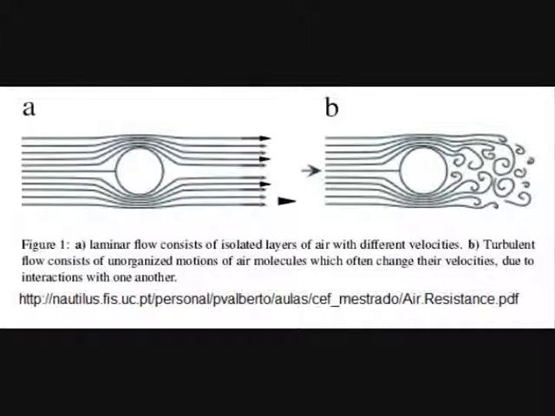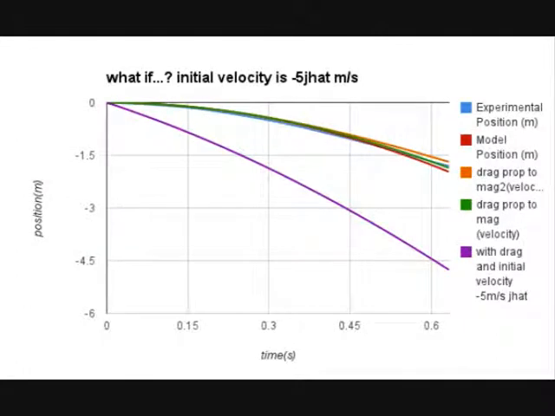In this figure, laminar flow looks like this, and turbulent flow consists of unorganized motion. Now, what if we put initial velocity equal to 5 meters per second? Well, the result is the next chart: position versus time, and the movement is still a parabola, but more linear.